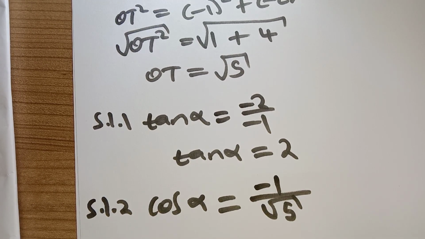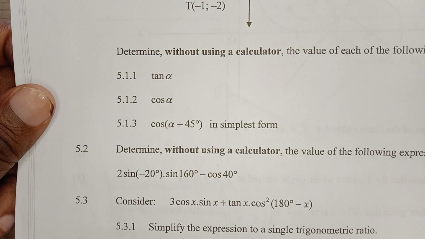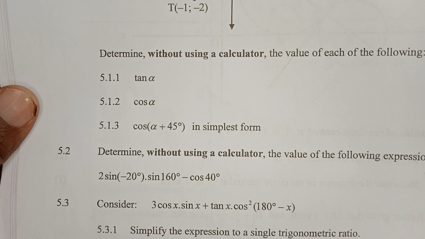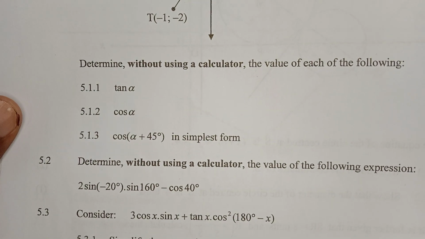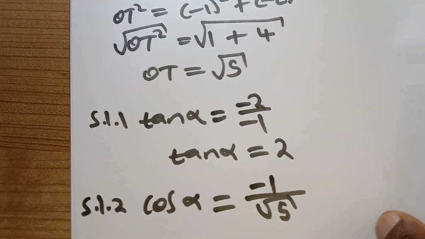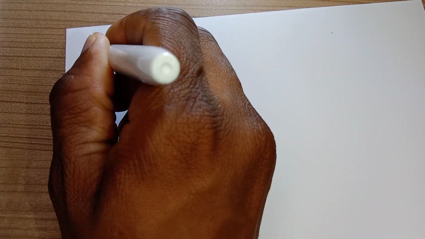Then we got the third one, 5.1.3. They say we must find the cos of alpha plus 45 degrees in simplest form, okay? In simplest form, okay? That is 5.1.3, okay?